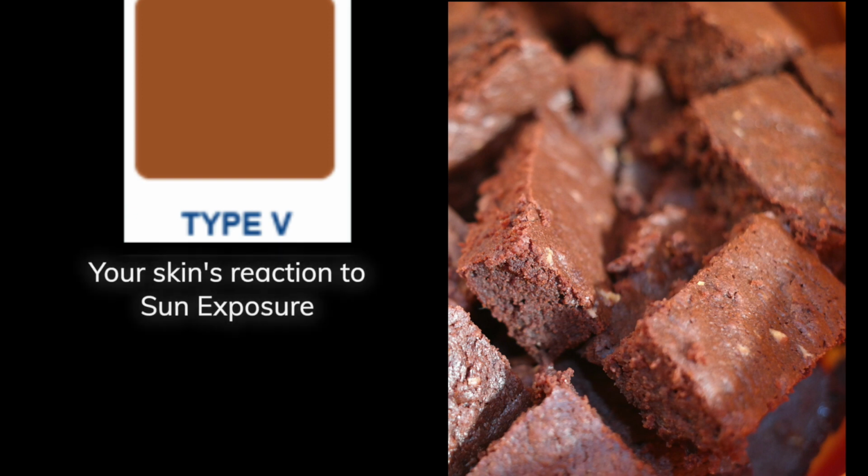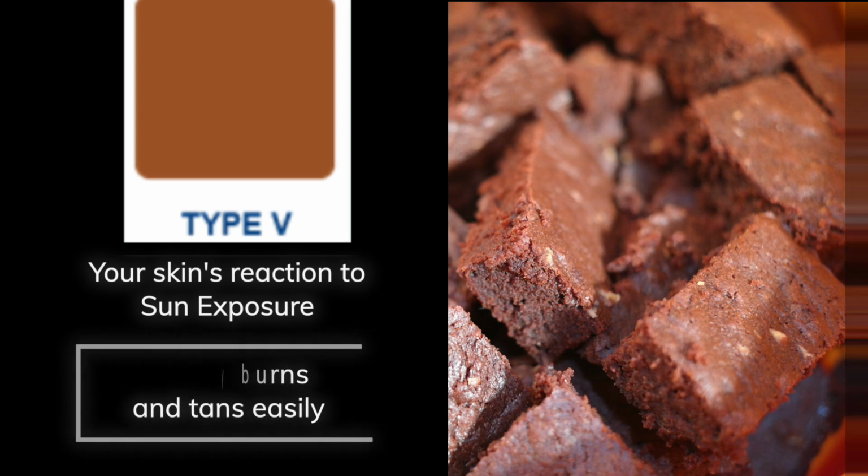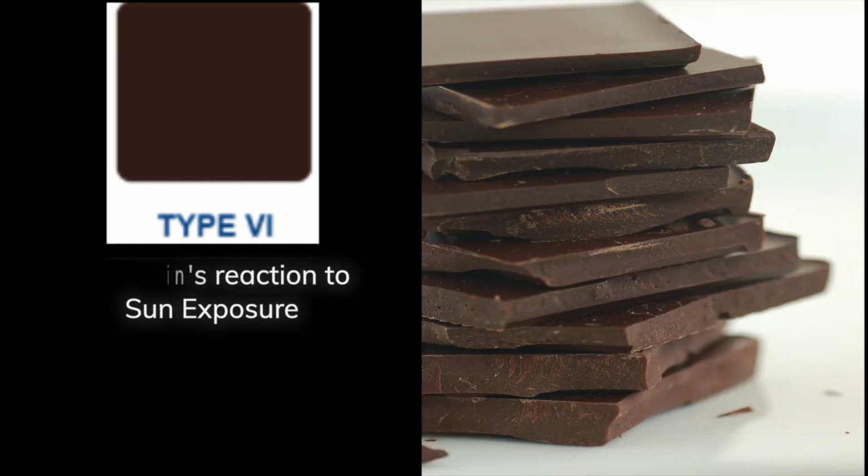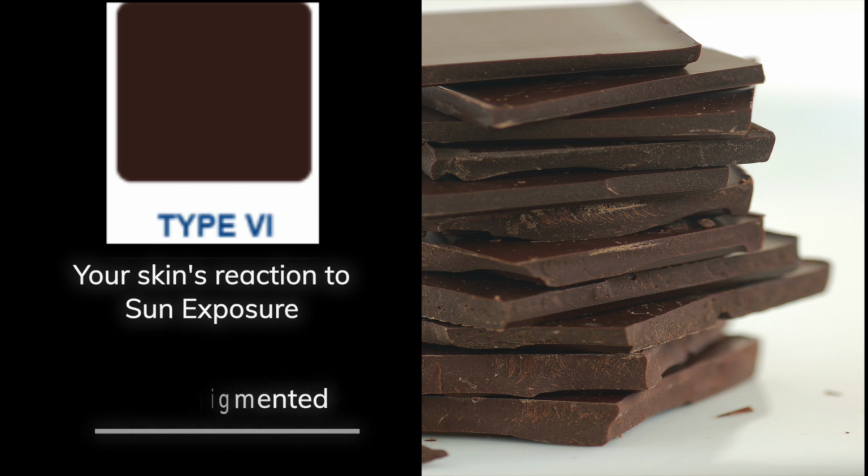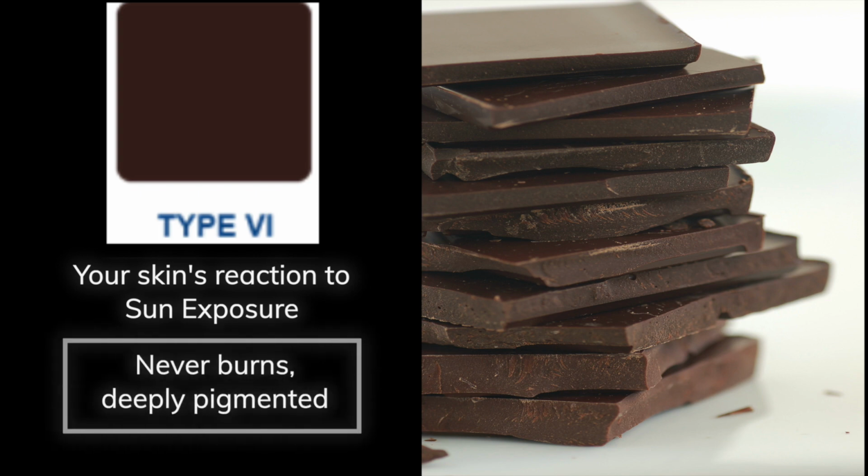Type 5, delicious brownie complexion. Your skin rarely burns and tans easily when exposed to sun. Type 6, dark chocolate complexion. Your skin never burns, and is deeply pigmented when exposed to sun.